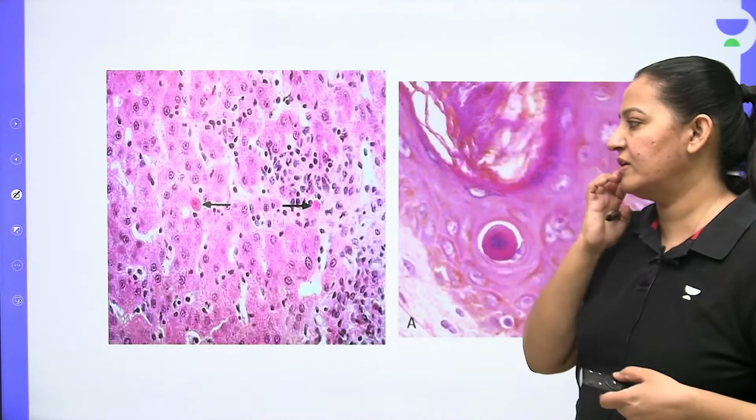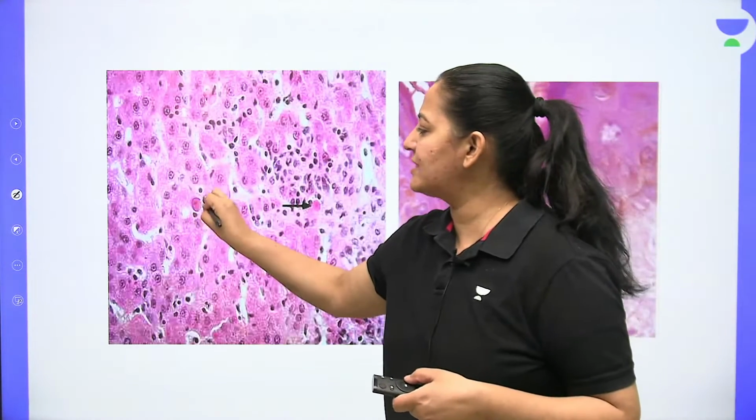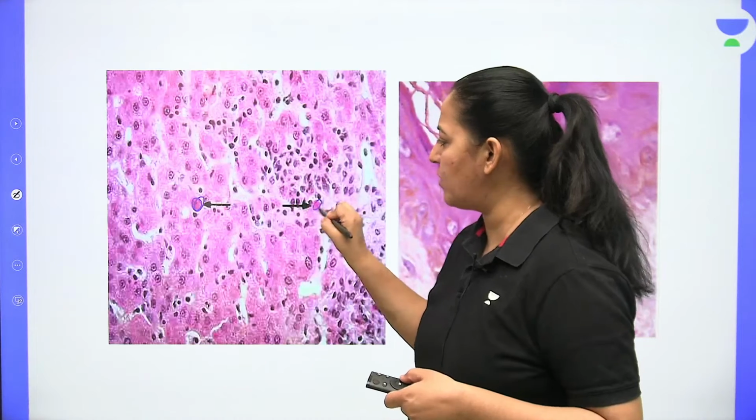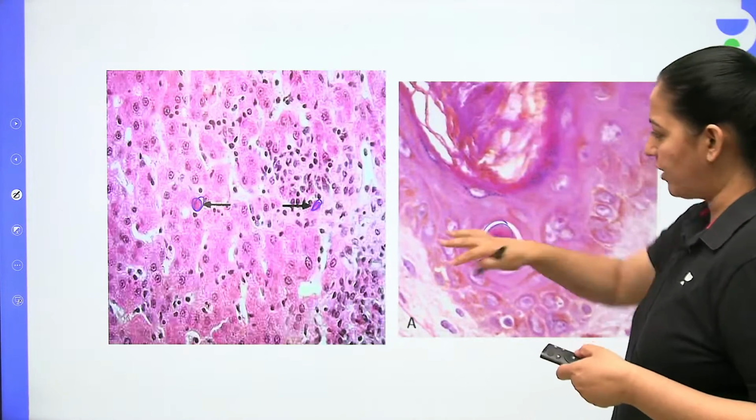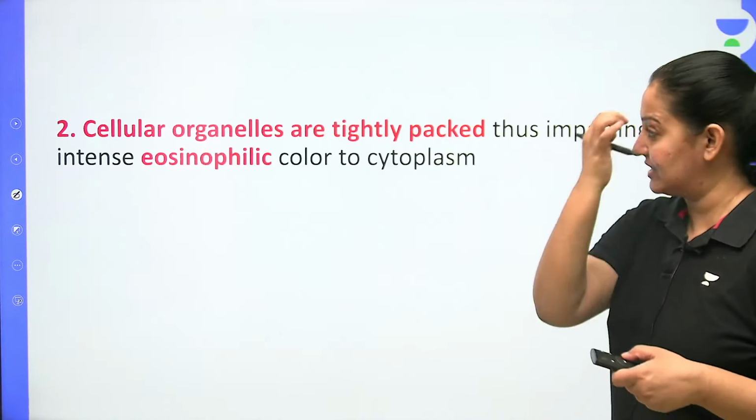The second one, can you see in this diagram? This cell is smaller than the other cells. So cell shrinkage is the first thing, right?